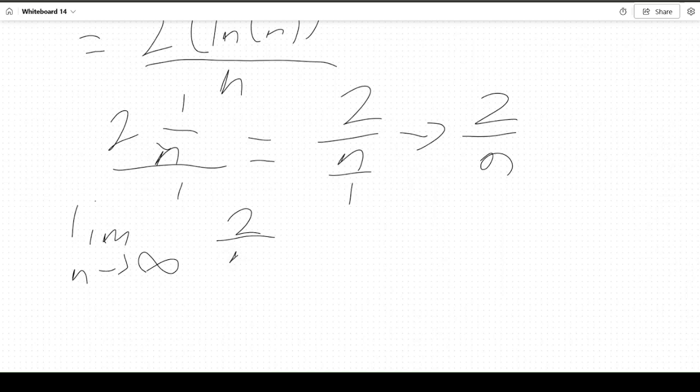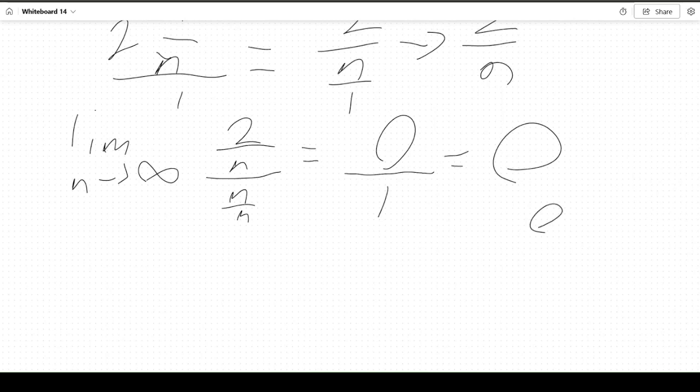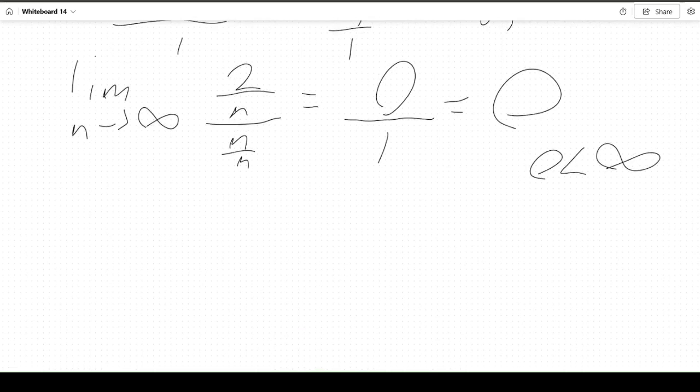So we have to divide it. So 2 over n and n over n. So this would be equal to 0. N over n will be equal to 1. 0 divided by 1 is just 0. 0 is less than infinity, so this still works. So the problem is still convergent.